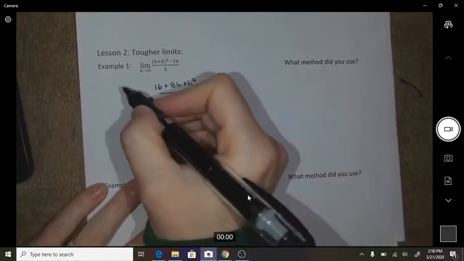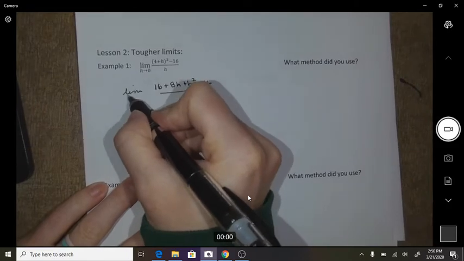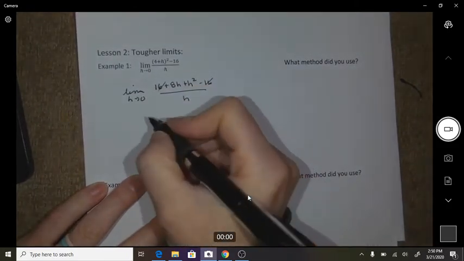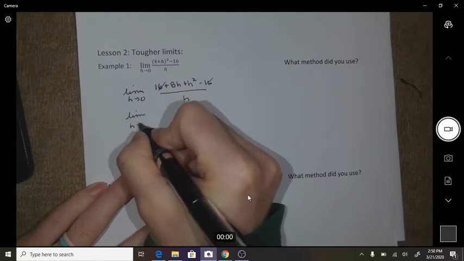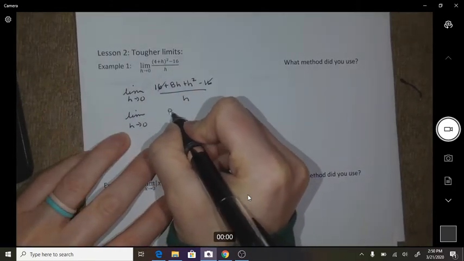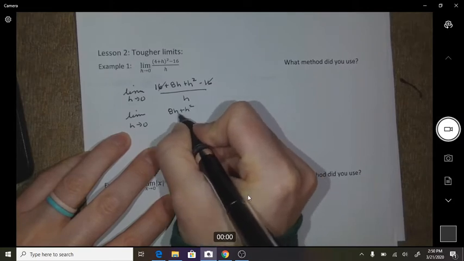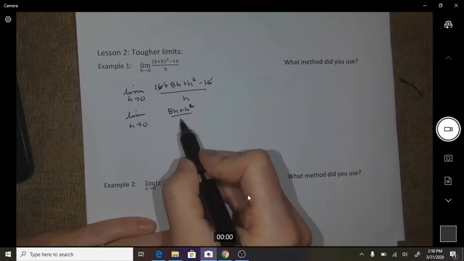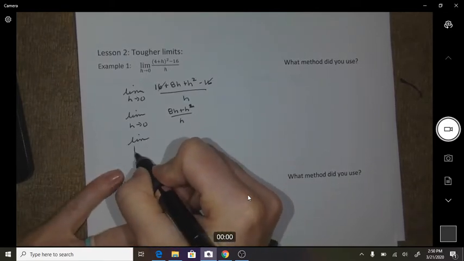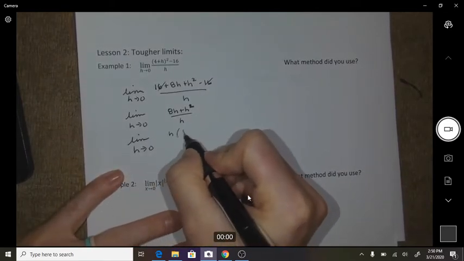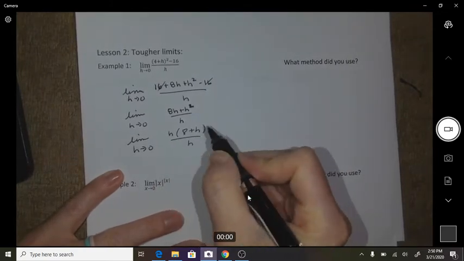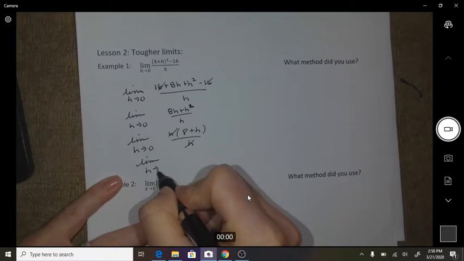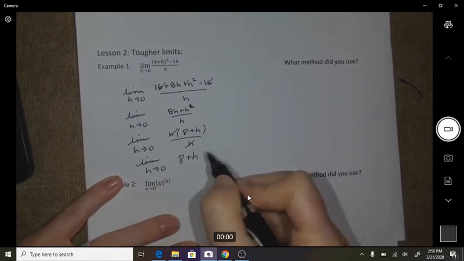Okay, so now I can see that the 16s will cancel. So the limit as h approaches 0 of my new equation. Okay, I'm going to factor an h out of the top. And now I can cancel the limit as h approaches 0 of this.